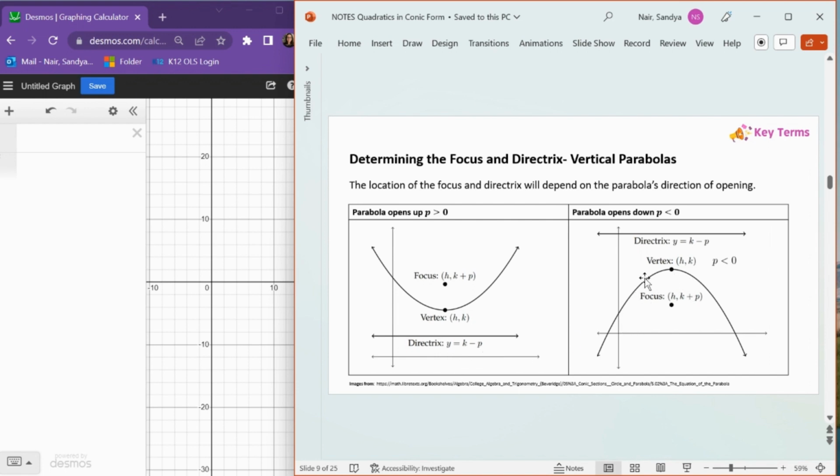If it opens down, you can see the directrix is going to be up here because the directrix is always on the outside of the parabola. The focus is going to be on the inside, so this is where the focus is located for the parabola that opens down. We can still use the same formulas because when we have p as negative, it'll automatically adjust because, for example, when we plug it into this equation, we'll get k minus p. But since p is negative, that will make it positive, and so that's how the directrix will be above.